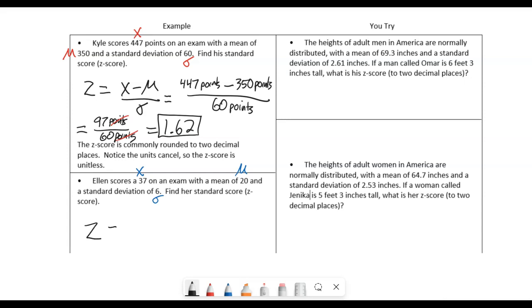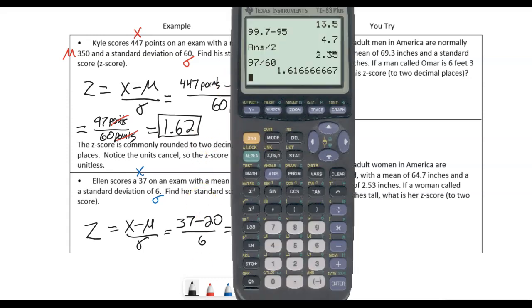So z equals x minus mu over sigma. And this time they just said 37. I don't know if that's 37 points, or 37%, or whatever. So I'm just going to leave the units off, knowing that even if I included the units, they would reduce. 37 minus 20 over 6, and that is 2.83. Do a double check. 37 minus 20, get that worked out, and divide by 6. There's our 2.83.